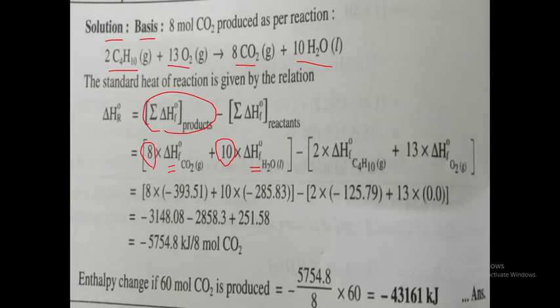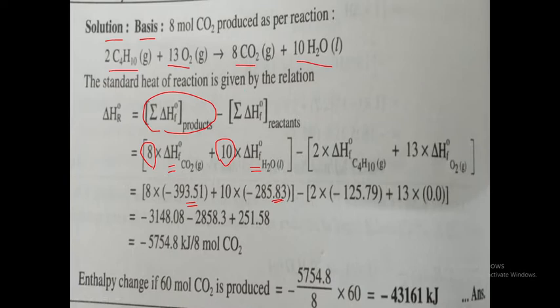Okay. So here the first one: 8 into standard heat of formation of carbon dioxide, minus 393.51. This data is taken from the table. Another component, water, number of moles is 10. Standard heat of formation of water in liquid form, you should take as minus 285.83. This value is also taken from the table. Are you clear or not? Okay. Now the product part is over.